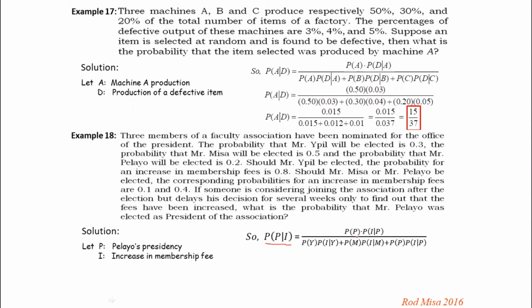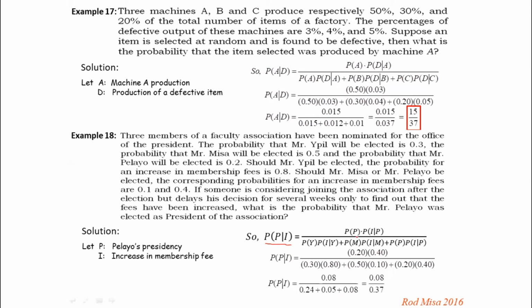So solving our numerator, we have the probability of Mr. Pelayo winning the election, which is 20%, multiplied by the probability that there will be an increase if he will win the election, which is 40%, divided by the total probability, which is represented by the sum of these 3 products here. So adding the 3 products in the denominator, we have the denominator of 0.37. So simplifying this fraction, we have 8 over 37.